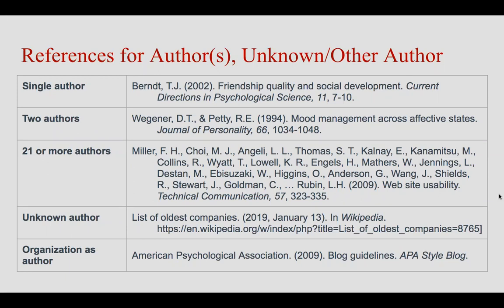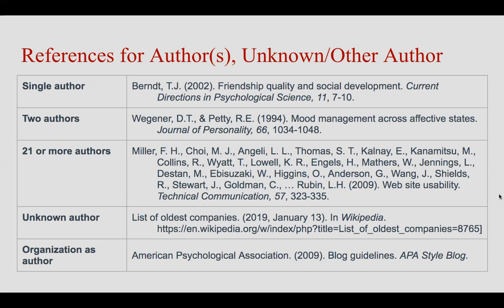But right now, let's just look at what we're doing with the authors in these citations. So that was single author. If you have two authors, as you can see in the second example, you list the first author's last name, comma, and then first and middle name initials, followed by a comma, and then you've got the ampersand and the second author's last name, comma, and then their first and middle initials.